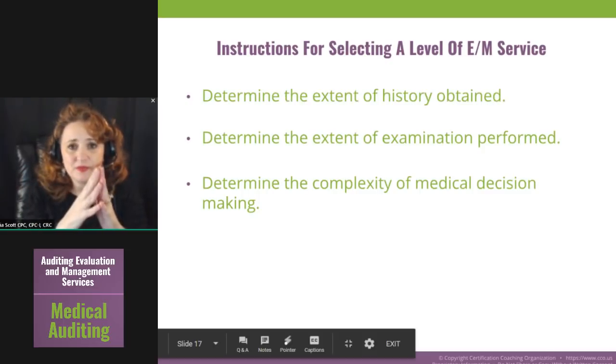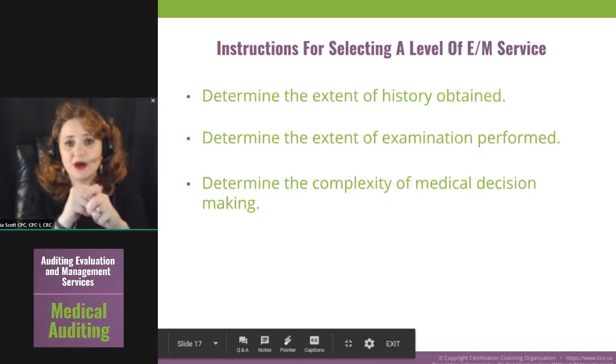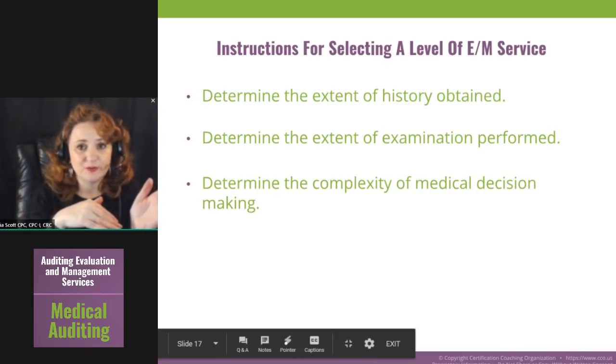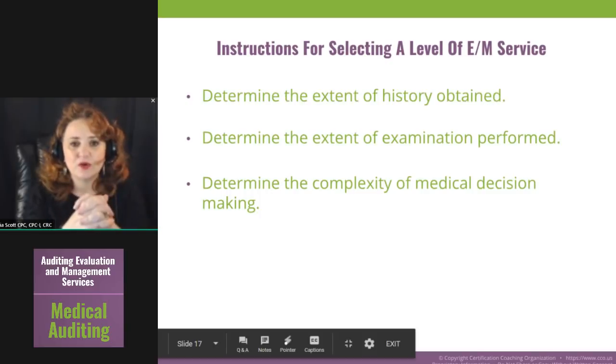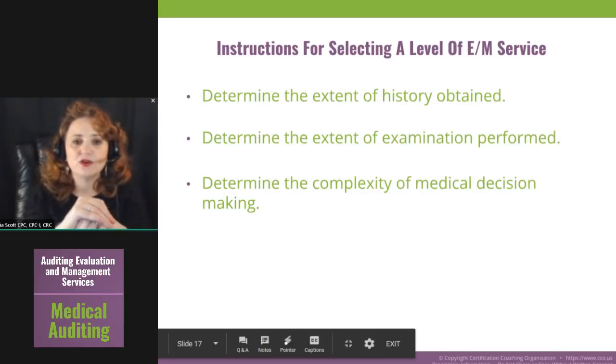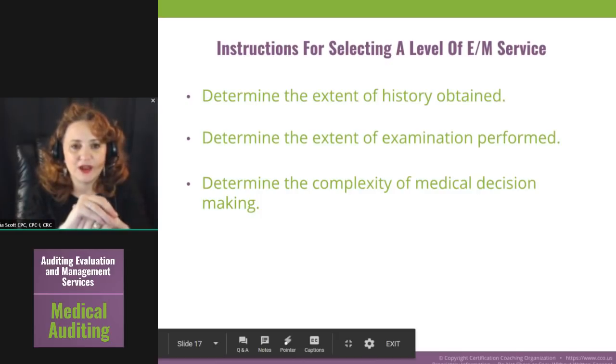And we get nervous about it because we think, oh, if we do a 214, we might be overcoding, or a 213 could possibly be undercoding. So understanding how it works is important, and also there's a little bit of opinion in there sometimes, but going through the instructions on how to level, the more you do it, the better you get at it. And so let's go through that now.